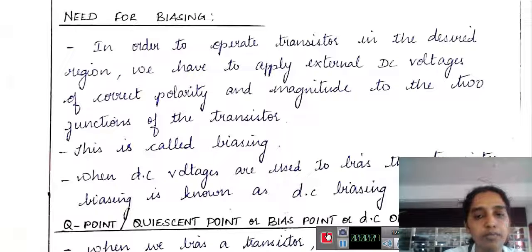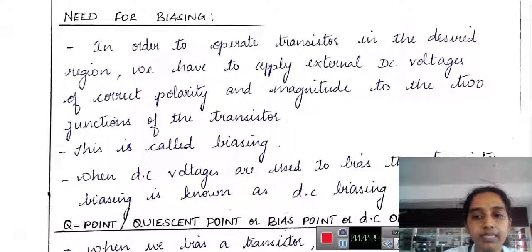Good morning everyone. Let us now see about the need for biasing. In order to operate the transistor in the desired region, we have to apply the external DC voltages of correct polarity and magnitude to the two junctions of the transistor. So this extra voltage which we are applying is called biasing.